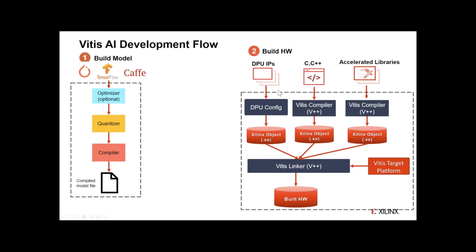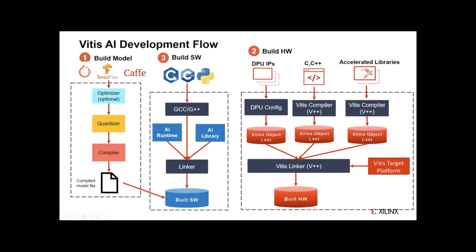This would basically include incorporating the DPU IP into your design, using maybe C or C++ to develop any other accelerators or RTL, perhaps using some of the accelerated libraries that we have with the Vitis compiler, such as the Vitis Vision library, linking things together and then building the hardware using Vitis.